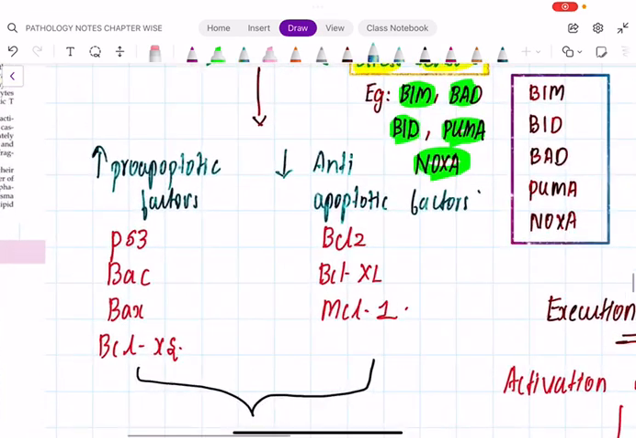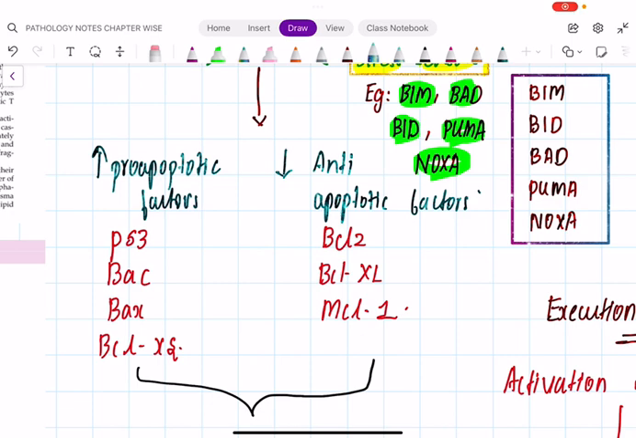These stress sensors will stimulate pro-apoptotic factors and inhibit anti-apoptotic factors. Pro-apoptotic means to stimulate apoptosis, no? So those factors should be encouraged. At the same time, the proteins which inhibit apoptosis, we call them anti-apoptotic factors, they should be inhibited or discouraged. Here comes the question: what are the pro-apoptotic factors? What are the anti-apoptotic factors?